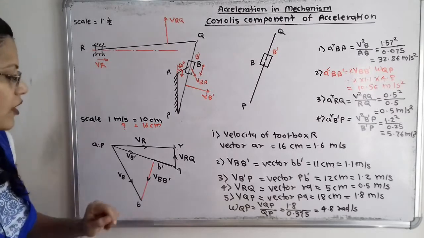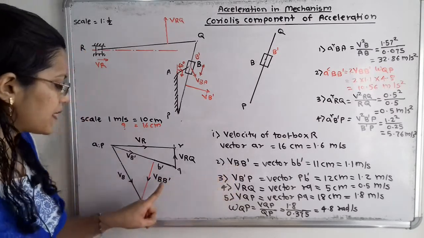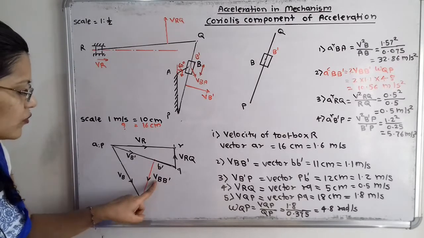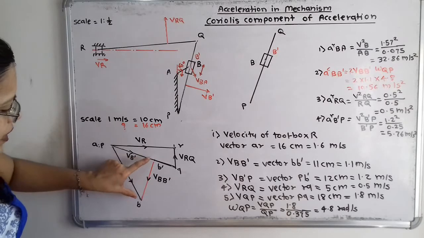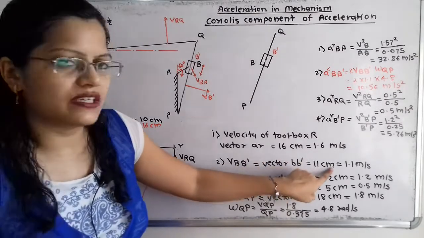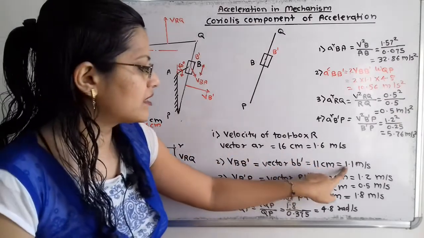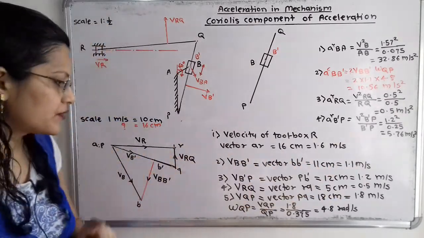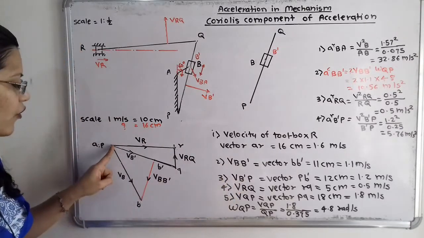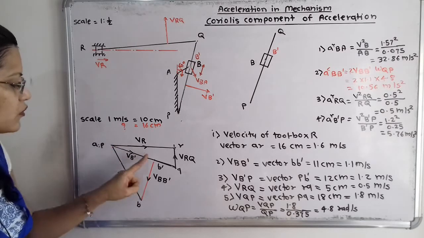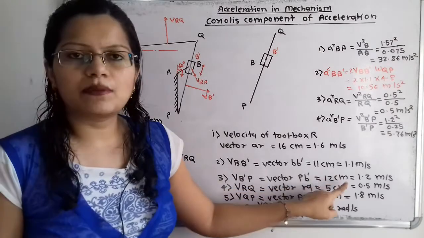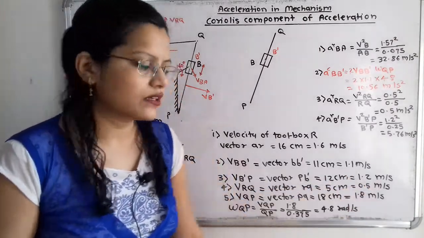Now we will find out the velocity of B with respect to B dash. Here I have indicated the velocity of B with respect to B dash. For that we have to measure vector B dash to B or B to B dash. It has a length of 11 centimeters. As per scale, 11 by 10, that is 1.1 meter per second. Then the velocity of B dash with respect to P. For that we have to measure this vector P to B dash. If we measure this, we will get 12 centimeter length, which is equal to 1.2 meter per second.